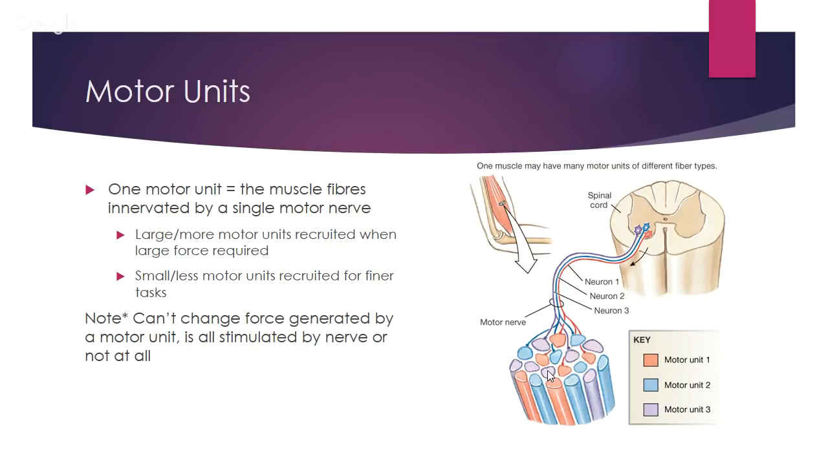Motor unit, so I mentioned this way back, but one motor unit is pretty much just the amount of muscle fibers that are activated by a single neuron. The reason this is important is because once one efferent neuron is fired, it leads to activation of a whole motor unit. You can't activate part of a motor unit. So we have larger motor units for things that require a lot more force and smaller motor units for things that require less force. So if we want to do something like lifting a heavy object, we're going to use more motor units and larger motor units. But for small or finer tasks, we're going to use smaller motor units.